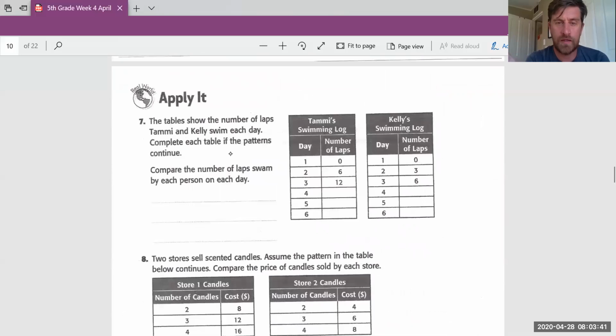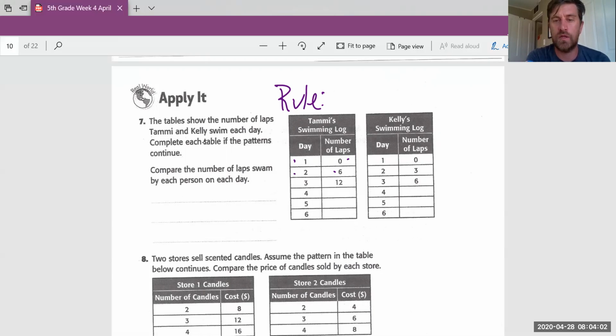Sorry, I scrolled way past. Now you're looking at the patterns. Now that you've made patterns, they want you to look and organize patterns. So read them. This swimming, days, laps, days, laps. What is happening? What is the rule, right? Always important. What's the rule?